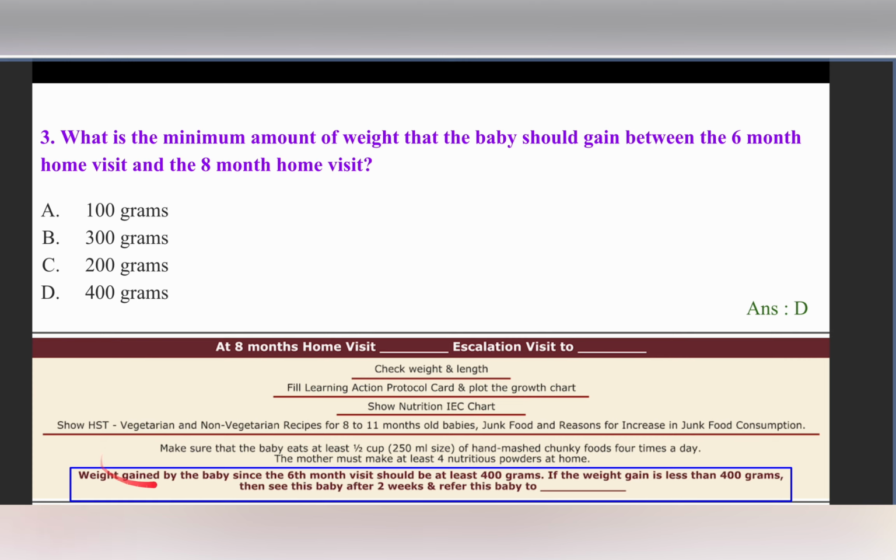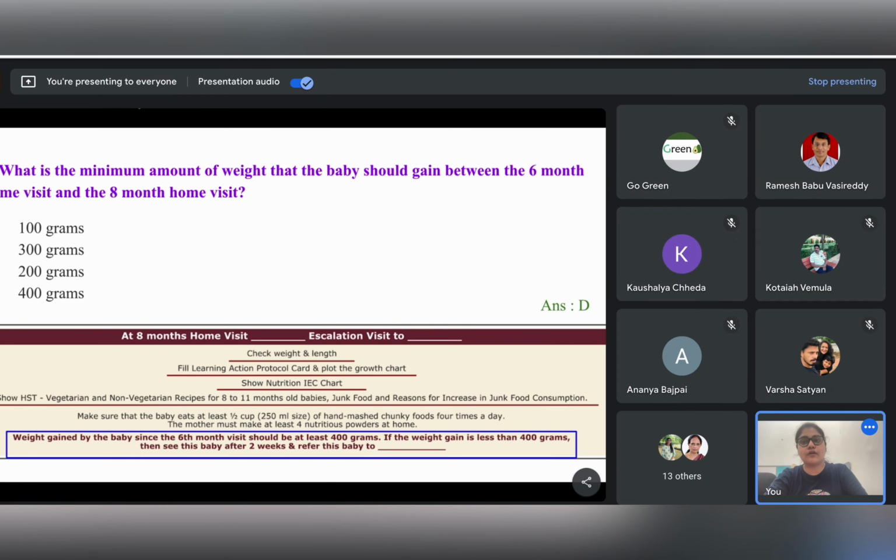Again, here most importantly, it is to be seen that from the 6-month visit to the 8-month visit, a baby should have a weight gain of at least 400 grams, right? So it is very important that the baby has at least 400 grams of weight gain from the home visit at 6 months of age, right?